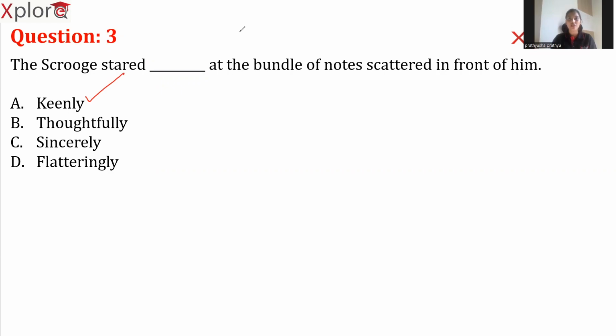As you can see here, it is in front of him. And what is he looking at? A bundle of notes, right? Thoughtfully means thinking about something else while staring. Sincerely is a way of showing gratitude, so that's not the right word here. And flatteringly, no. These three are out of context. So the term which fits the most in this blank is keenly, meaning looking at something intensely.